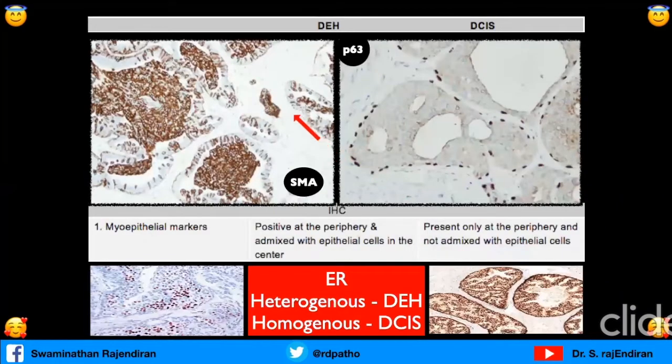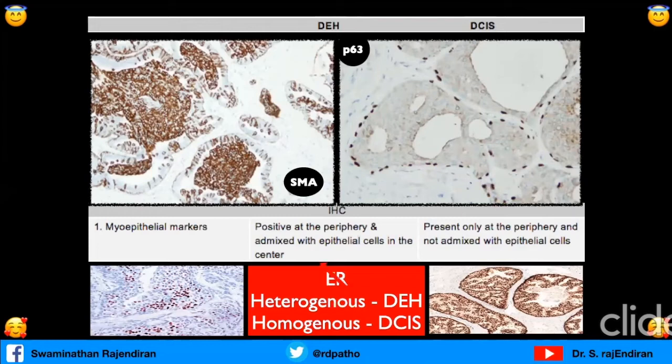And when you do IHC, the DEH is a polymorphic population. So you see the myoepithelial cells in the periphery as well as in the center. Whereas in DCIS, you never see myoepithelial cells in the center. They are always present in the periphery.